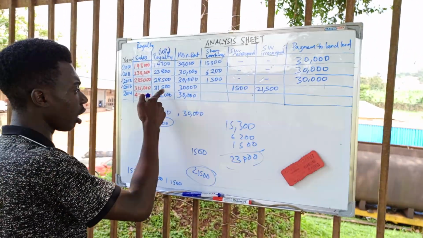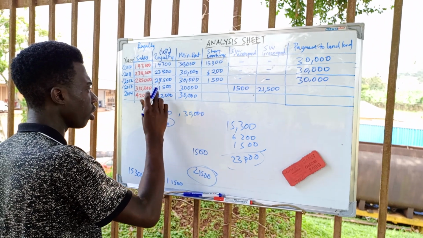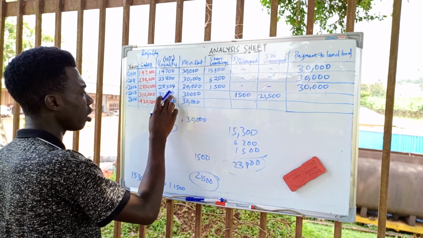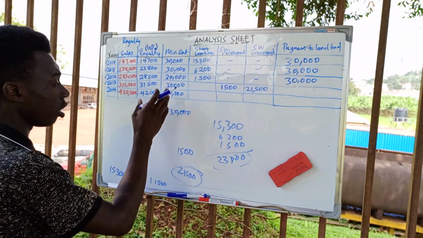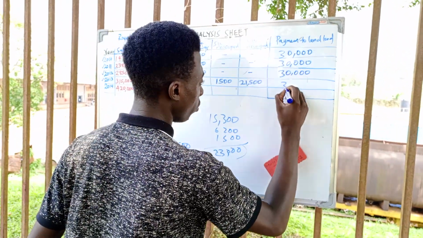But when you check, it means that when we recouped here 1,500, this column remained with 30,000. When you compare the two figures, of course you have to pay 30,000 because they are the same figures.